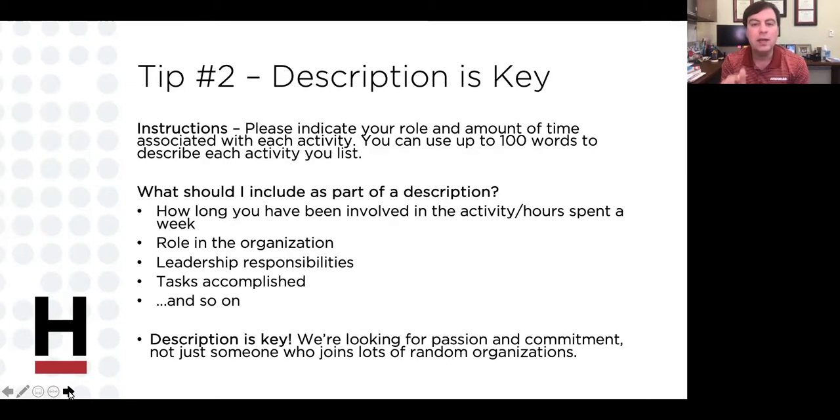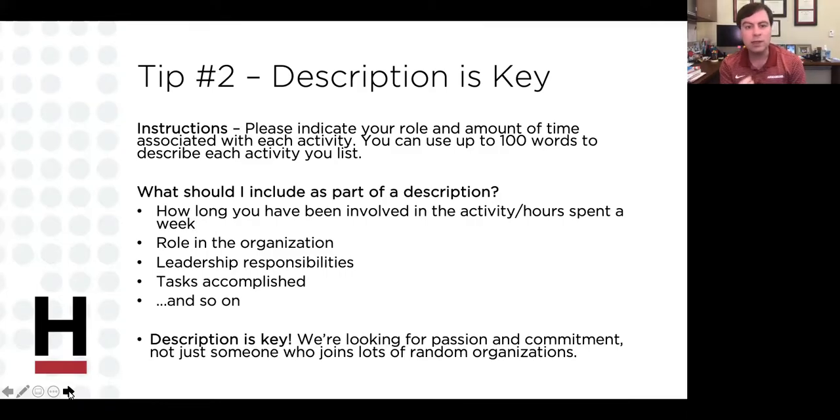The second tip, description is key. In the instructions, it says, please indicate your role and amount of time associated with each activity. So it's not just listing the activity, it's what did you actually do in that role? So what should I include as part of a description? You should talk about how long you've been involved in the activity, along with hours spent a week. So if you've done it since 9th grade and you put 10 hours a week into it, tell us that. That's pretty impressive. You need to mention what's your role in the organization.